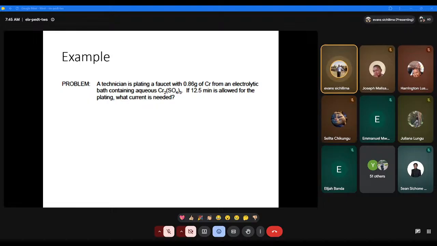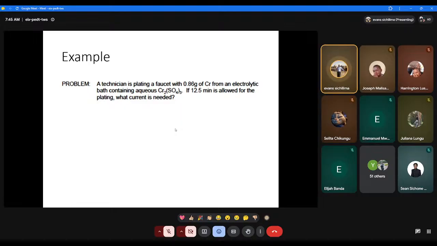So we can do this one last example. Okay, so here, I hope you have calculators there. You have a technician who is electroplating a faucet with 0.86 grams of chromium from an electrolytic bath containing aqueous chromium sulfate. If 12.5 minutes is allowed for the plating, what current is needed?